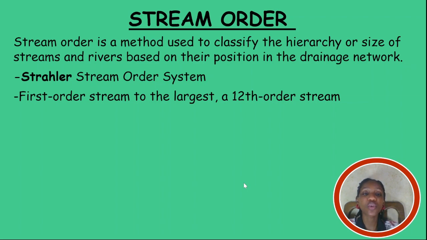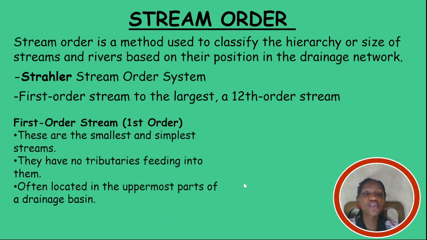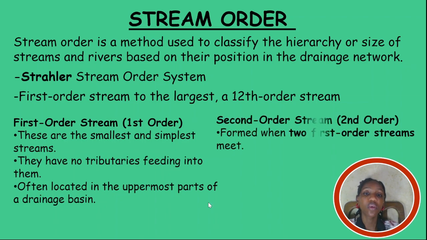Now let's look at the first order stream. The first order stream is the smallest and simplest of streams. They have no tributaries at all feeding into them. Take note of that. And it's often located in the uppermost part of a drainage basin. Now a second order stream is formed when two first order streams meet. So I'm sure you guys are already seeing the pattern here. That means a third order stream will be formed when two second order streams meet.